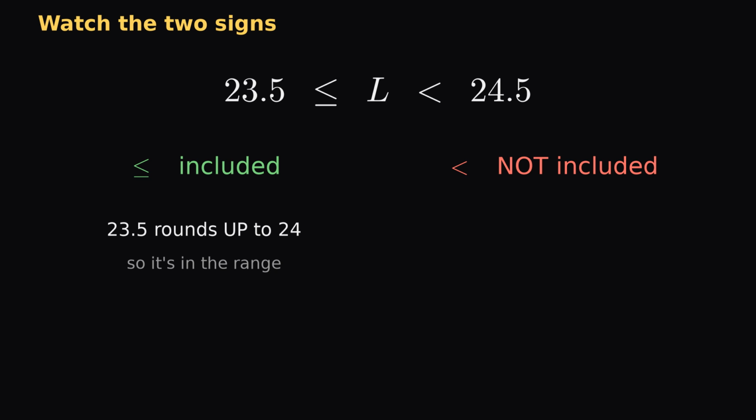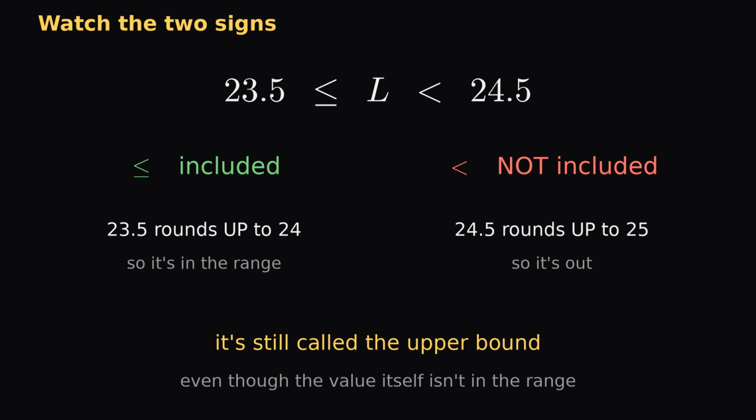23.5 rounds up to 24, so it's in. But 24.5 rounds up to 25, not down, so it's out. You'll still see that number written as the answer. It's called the upper bound, even though the value itself isn't in the range.